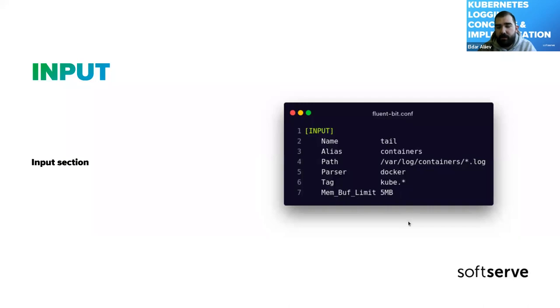And the memory buff limit is the size of the one-time amount of data that could be processed by this input. Here we have 5 megabytes. So it means that if the size of the input data is more than 5 megabytes, Fluent-Bit will stop consuming data, process the data in the buffer, which is limited by this value, and after that it will proceed from the stop point.